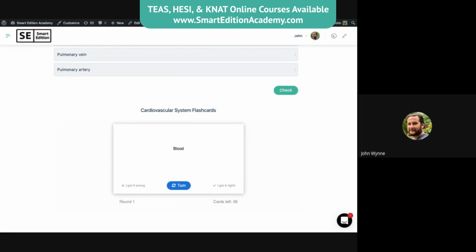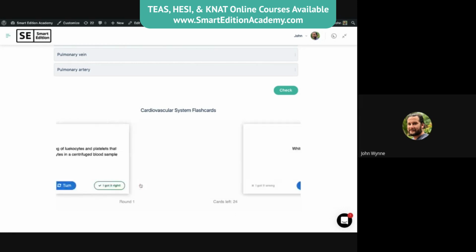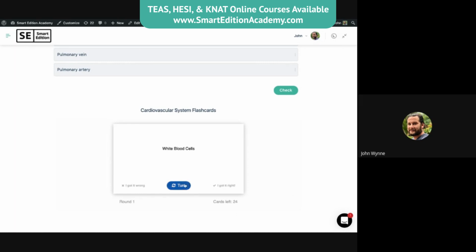And the flashcards at the end of each lesson are broken down to the very specific. These are the cardiovascular flashcards. When you do these, you can mark them if you got them right or wrong. If you got it right, it'll take it out of the deck. If I got it wrong, it'll keep it in the deck. And I would just keep going through these until I got them all right.